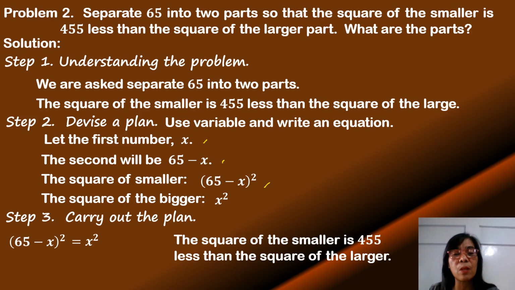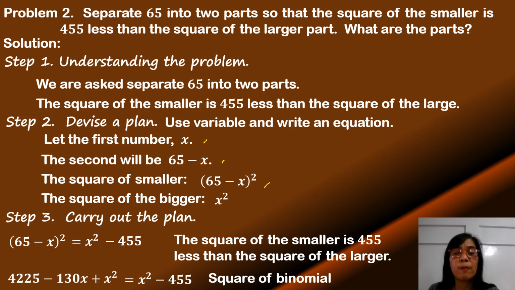So we have that is equal to x squared minus 455. So we simplify this equation, squaring the binomial. We now have 4,225 minus 130x plus x squared is equal to x squared minus 455.